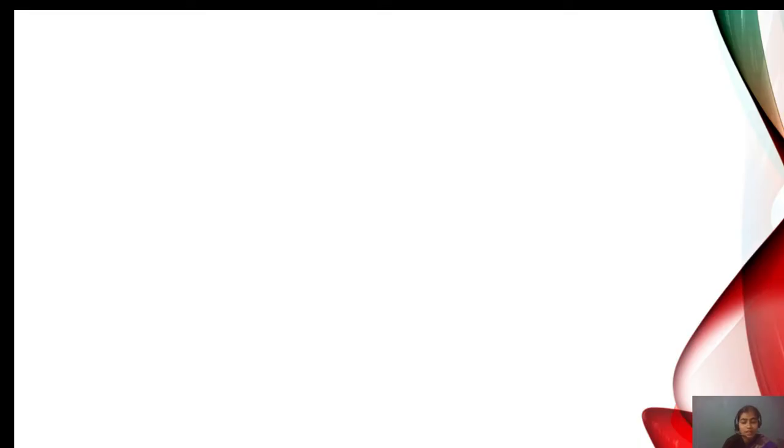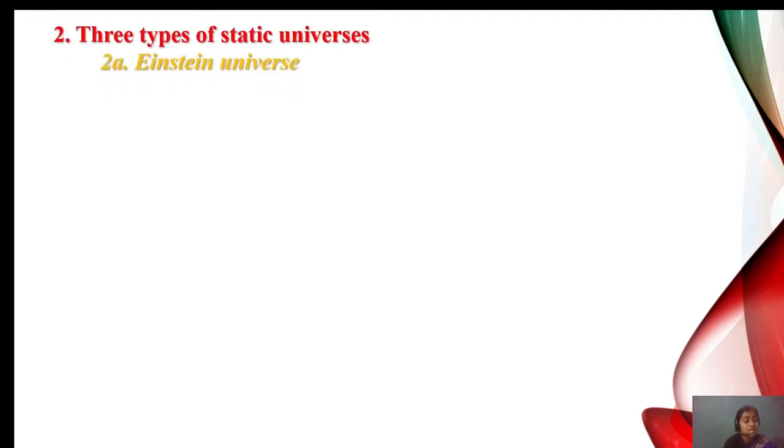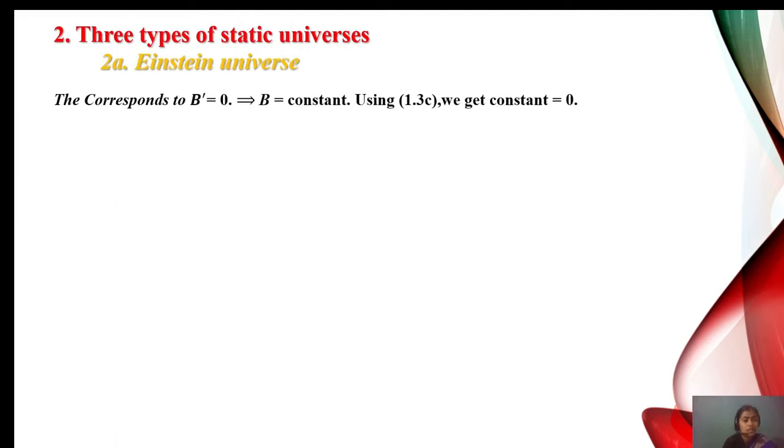Let us get started. There are three types of static universe. First is the Einstein universe. Let us get started with the Einstein universe. The first point of the lecture is that b dash equals 0, so b is a constant. Using equation 1.3c, we get the constant. 1.3c means the equation will be given in this form. You know that b dash equals 0.